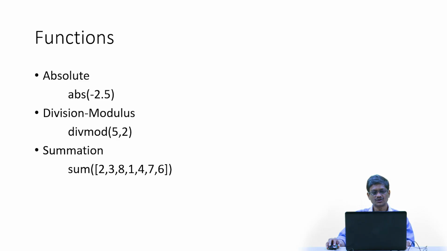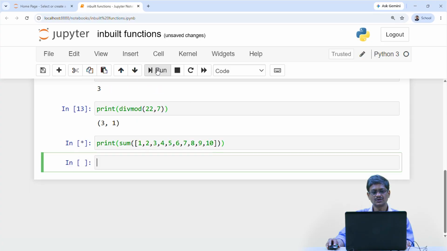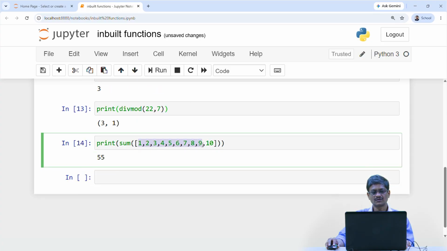There is one more function which is called summation. This sum function is going to give you the sum of all the numbers given in the square bracket. Let us understand this. Here I'll simply say print in bracket, sum of, then we have a set of numbers given in the square bracket. Let us say I'm just writing 1, 2, 3, 4, 5, 6, 7, 8, 9 and 10. What this function will do is add all the numbers written in the square bracket, separated by commas, and then give me the summation of all the numbers from 1 to 10.